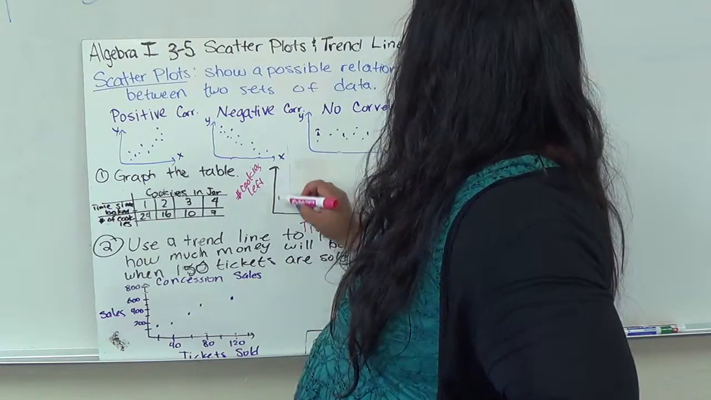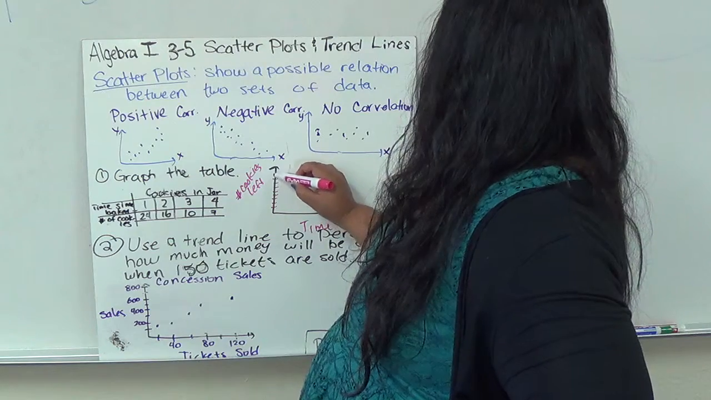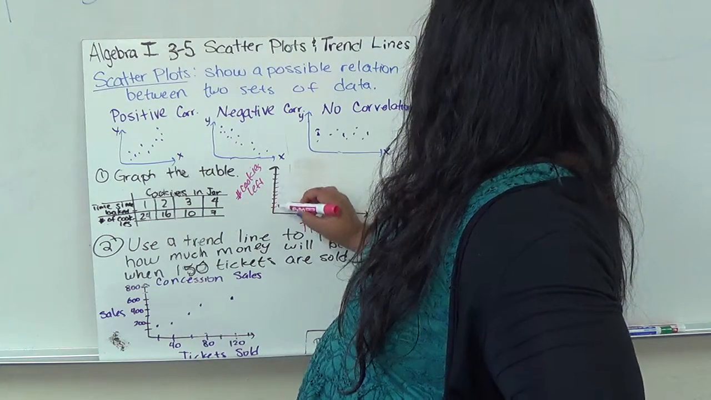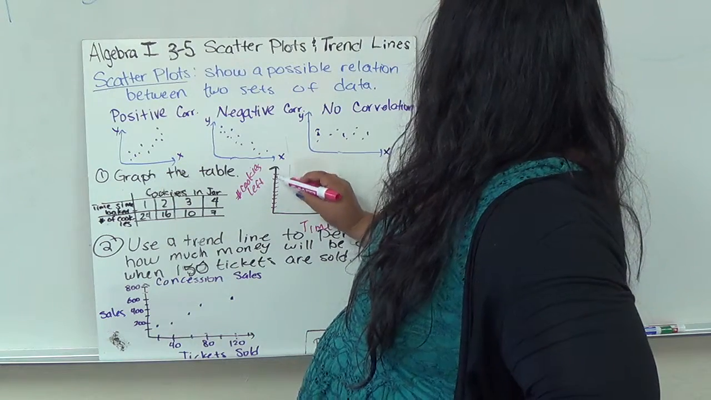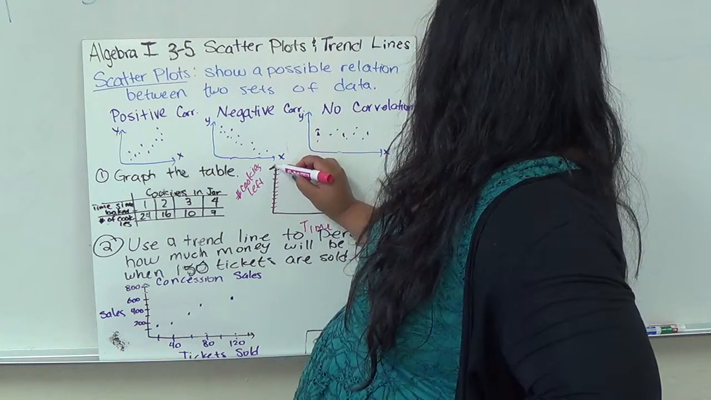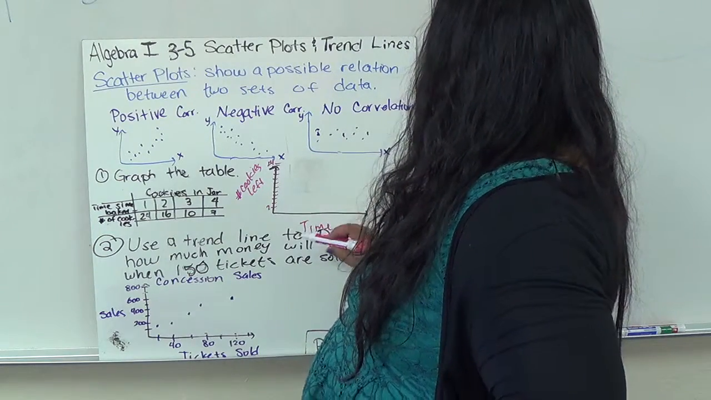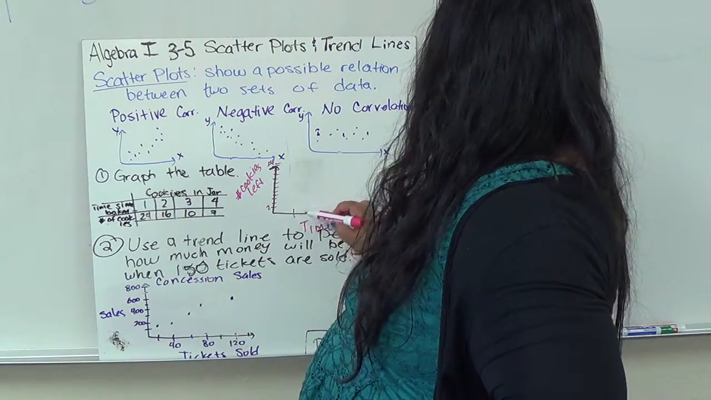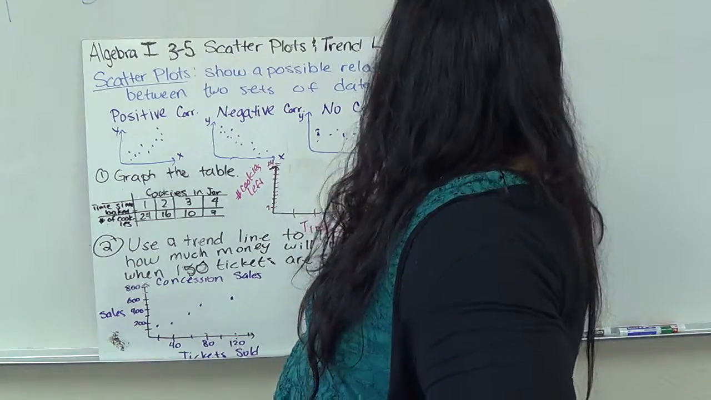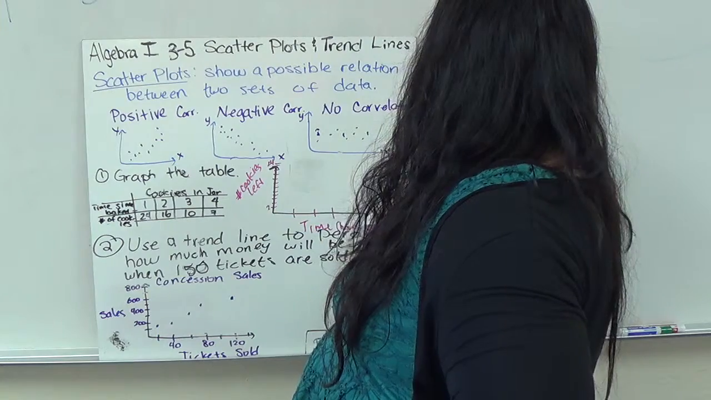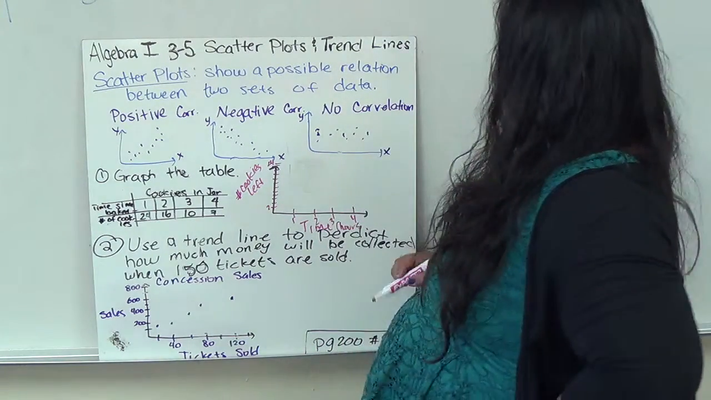Okay, so we're going to go with 2, 4, 6, 8, 10, 12, 14, 16, 18, 20, 22, 24. And this is going by 1, 2, 3, 4. So these are hours. Time is hours. 1, 2, 3, 4. All right?